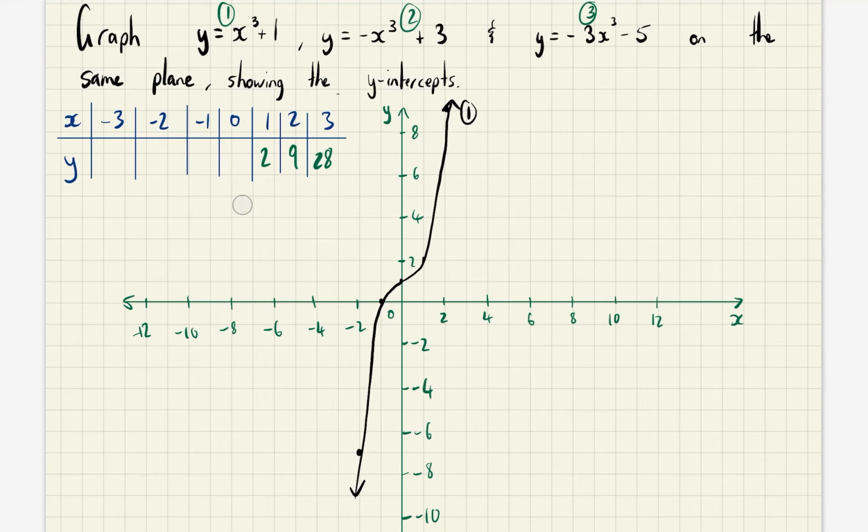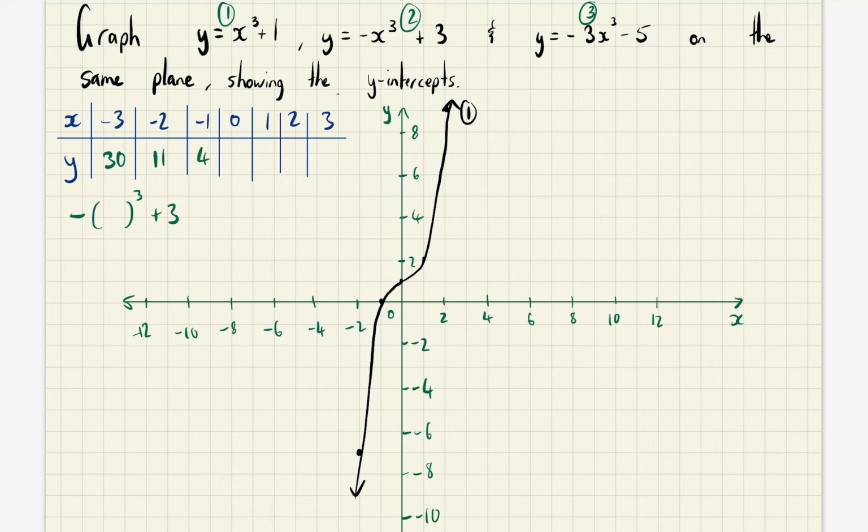All right, I'm going to do it again, but for 2 this time. Okay, so for 2, I'm going to write it in the calculator like this. Negative bracket cubed plus 3. I'll put that into the calculator. So I'm going to have negative bracket, -3 bracket cubed plus 3 will give me 30. That's not going to fit.